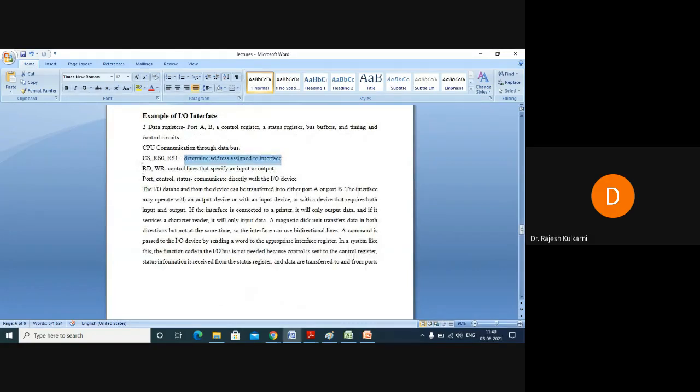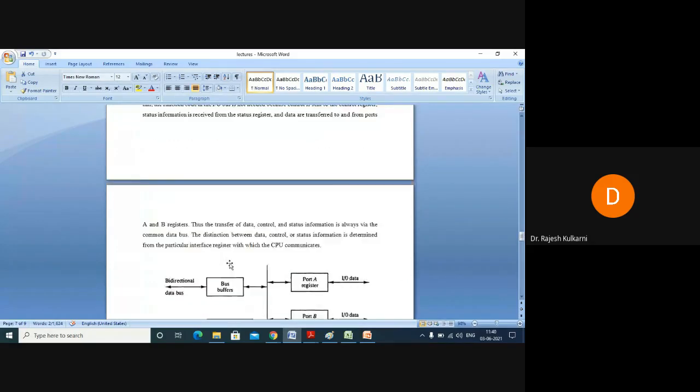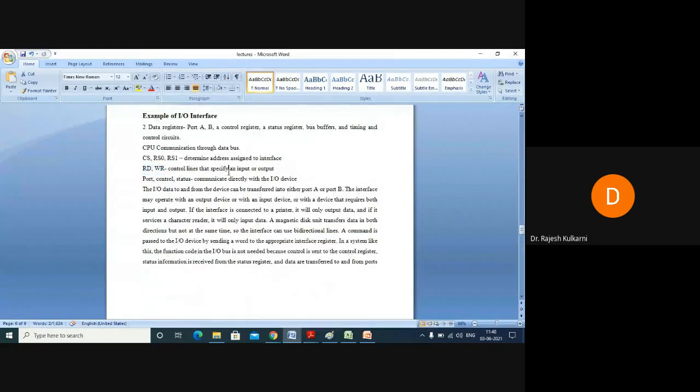Now you also have read and write lines. Here you have the read and write lines that specify whether it is input or whether it is output.